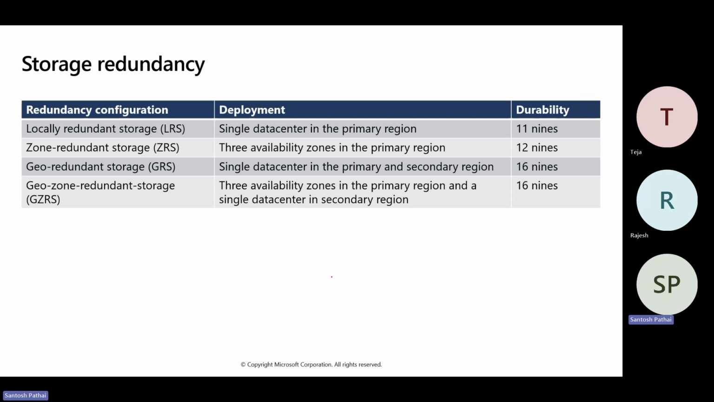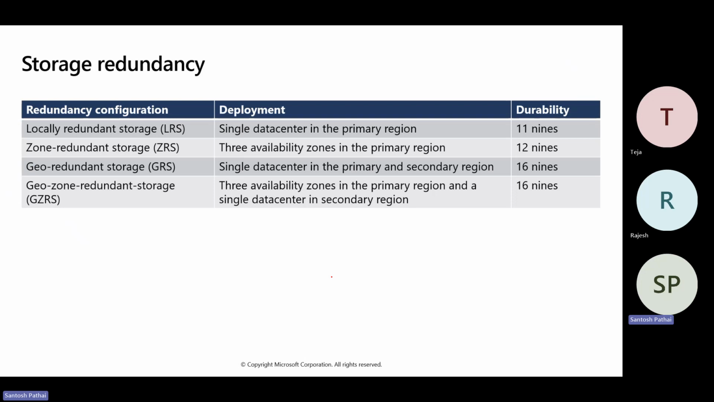Third is geo redundant storage. The primary copy will be stored in a single data center in a single region, and another copy will be stored in another, secondary region.